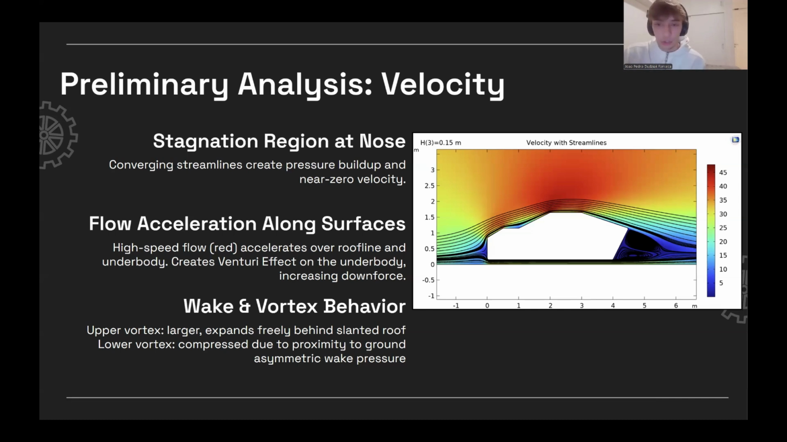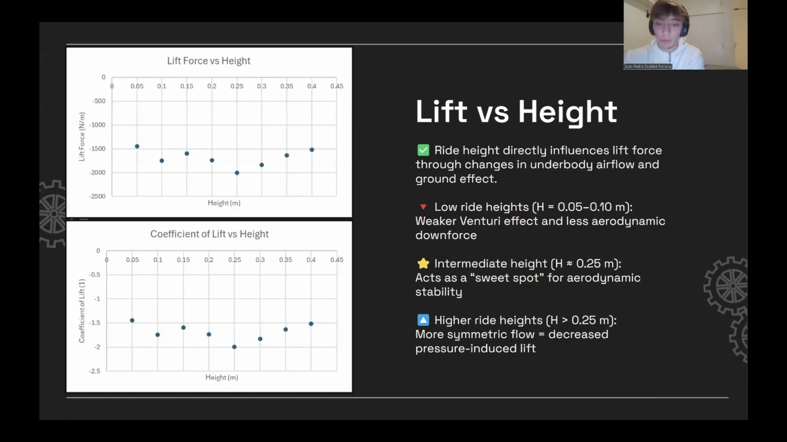As you can see, there are actually two vortices. The upper vortex is a little larger and expands more freely because of the slanted roof, and the lower vortex is actually compressed between the upper vortex and the ground. This causes asymmetrical wake pressure, which is very bad for drag actually. Some 1D plots were also made for the velocity and pressure at different parts of the car to understand the flow better. But in the end, the lift and the drag were plotted against the height.